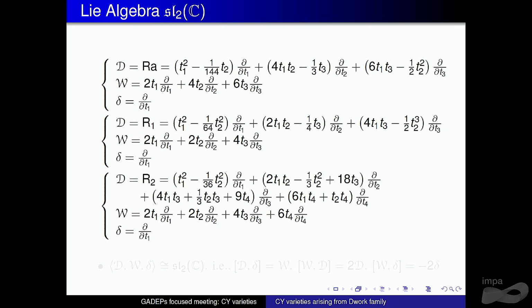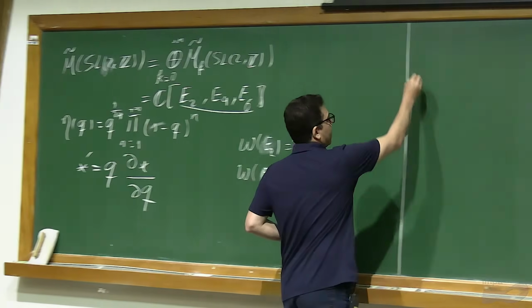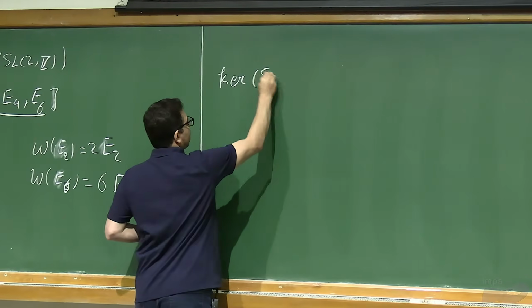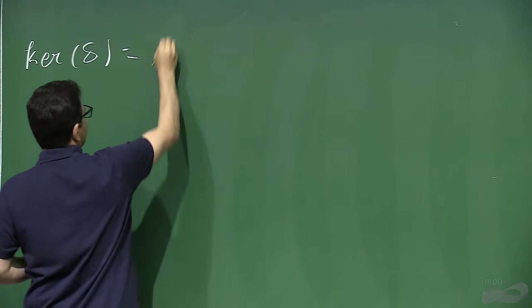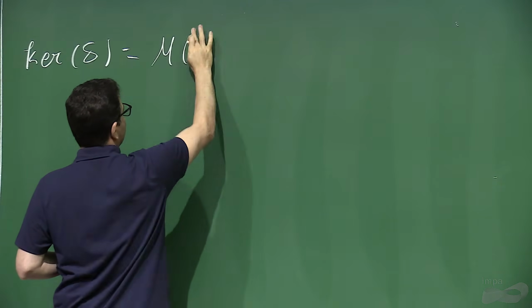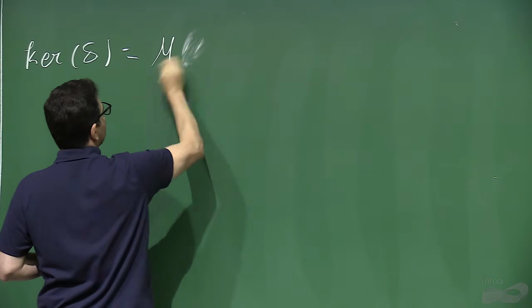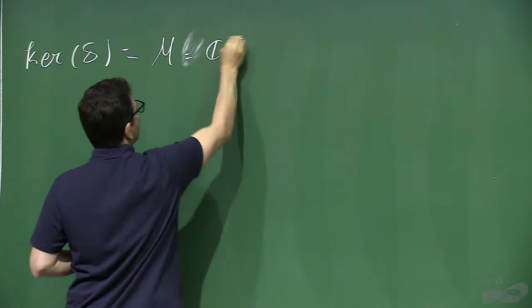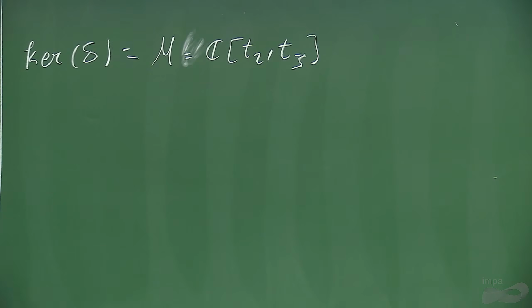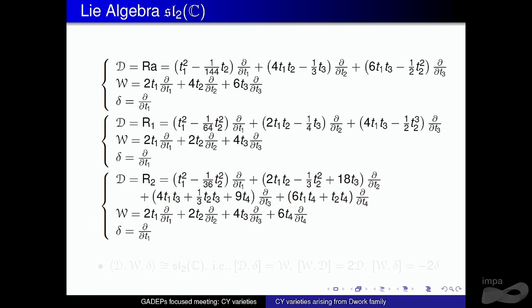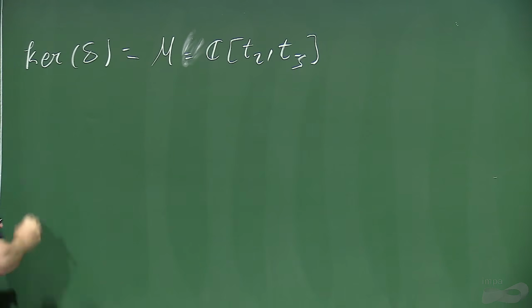And another thing that we can see: what is the kernel of delta? For example, in the first one, the kernel of delta is exactly the space of modular forms, because it's deriving with respect just to T1. So the kernel is the space of modular forms. And it happened for all of them.